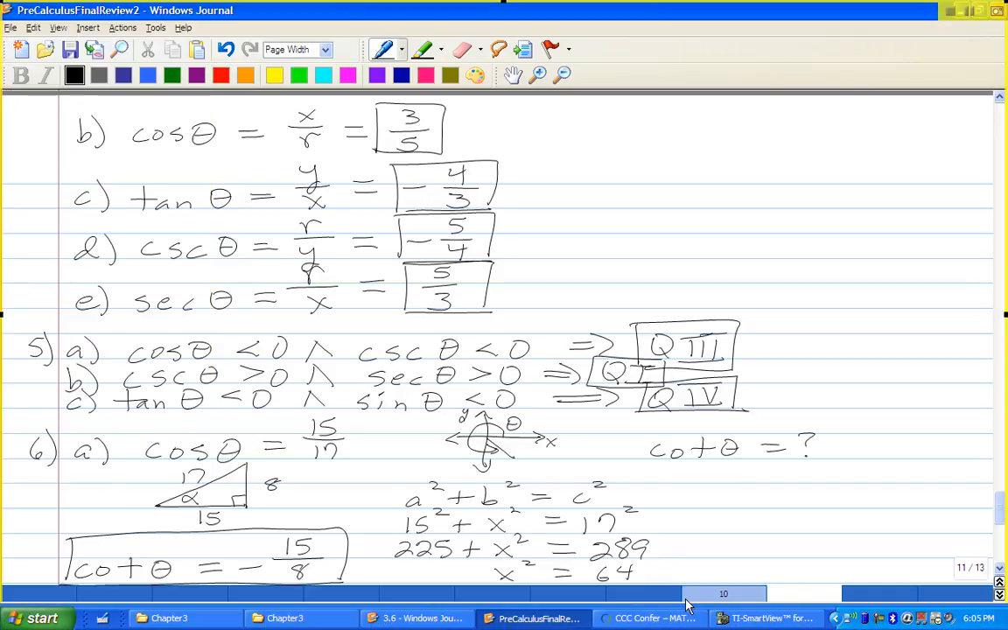because sine here is positive. If cosecant is positive, so is sine, because it's just a reciprocal of sine. And since secant is positive, cosine is positive because again, secant is just the reciprocal of cosine. So both sine and cosine are positive. So that's why it's in the first quadrant.